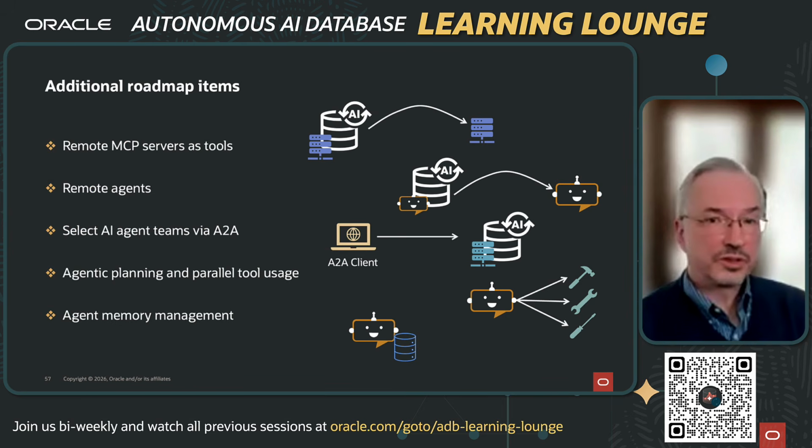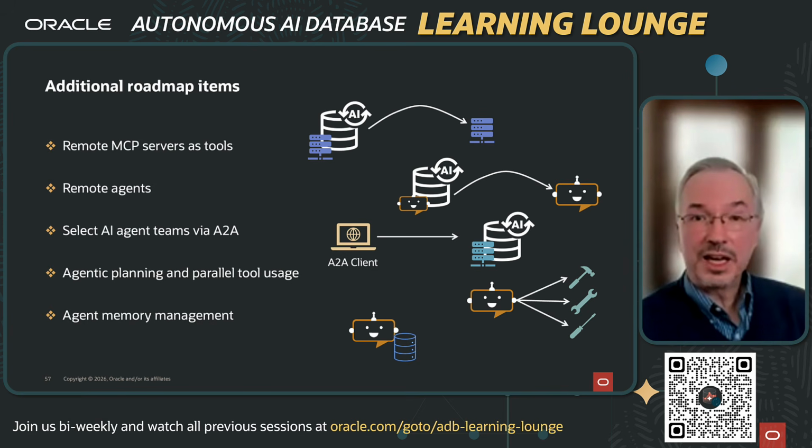I'll mention a few additional roadmap items, including enabling remote MCP servers as tools for use with our agent framework or as MCP tools themselves. For remote agents, you'll be able to add a remote agent to your agent team using the agent-to-agent, or A2A, protocol. This is an open standard designed to enable seamless communication and collaboration between AI agents across different platforms and frameworks. Just as you'll be able to create tools that access remote MCP servers, you'll be able to create agents that access remote agents via A2A.